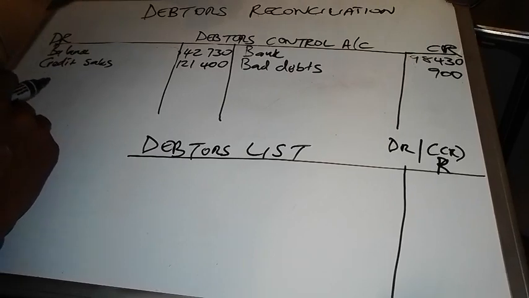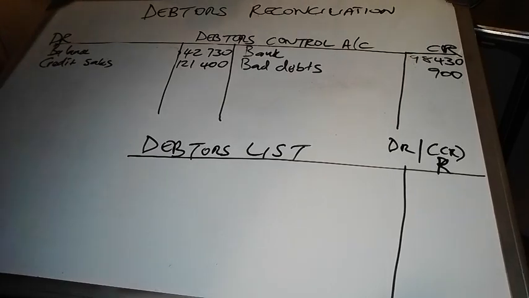Now we are done with the debtors control account. Let's go to the creditors control account to see if there are any items that need to be recorded in the debtors control. Now on the debit side, remember you need to go through all the information, because when you are doing a reconciliation, it means there are errors and omissions that have occurred. So you need to go through the information to identify those errors and omissions.